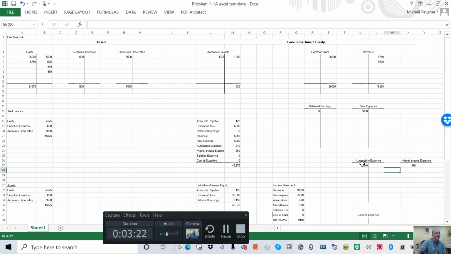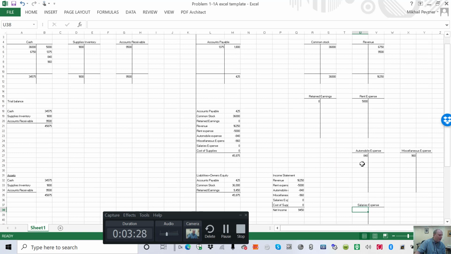Paid office salaries $3,600. So when you pay salaries, that's a salaries expense. That's a period cost. You debit that in the amount of $3,600, and you credit cash because you paid it.